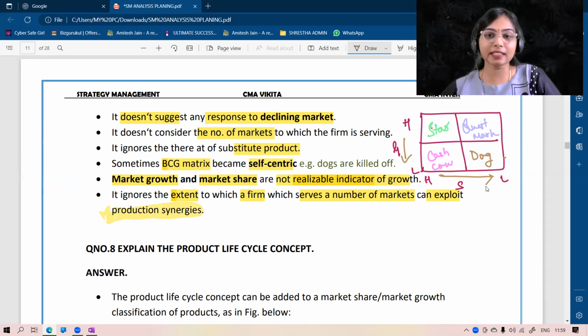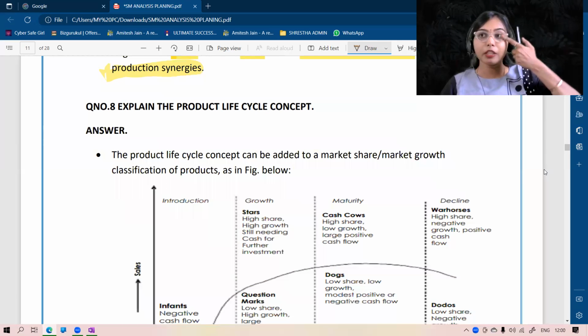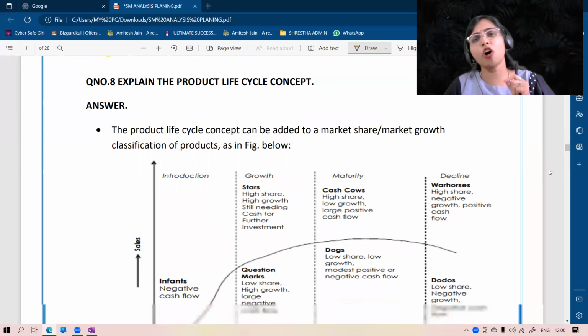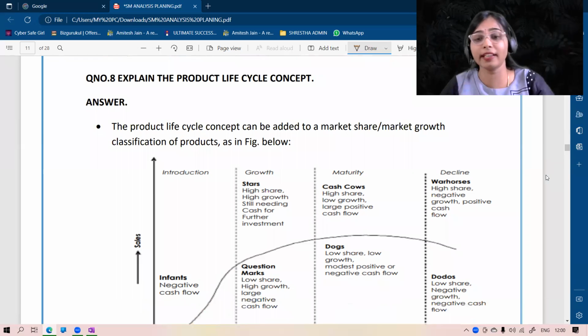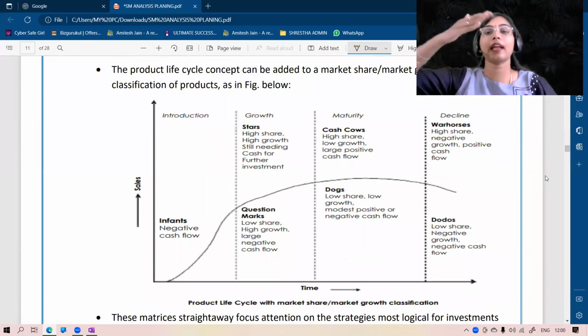Now, let's understand. I hope you got clarity on the BCG model. If you have understood BCG so beautifully, you will surely understand this product life cycle concept. This is not much. It is the same thing. I'm not going to dedicate much time. It's the same thing, but in a product life cycle, it is shown in a curve.